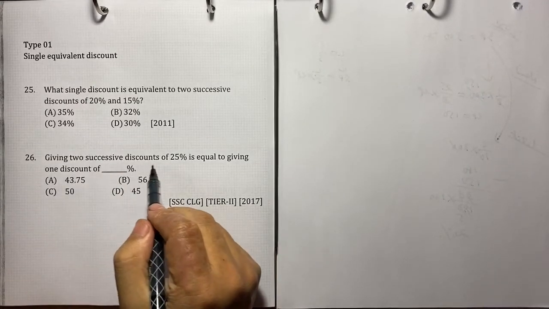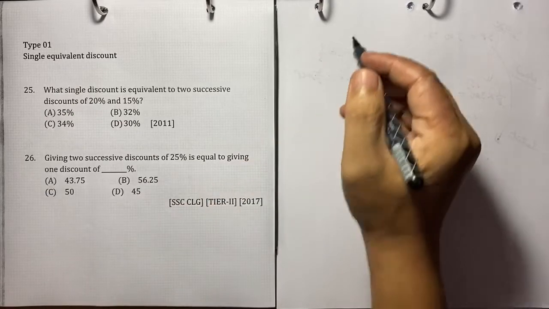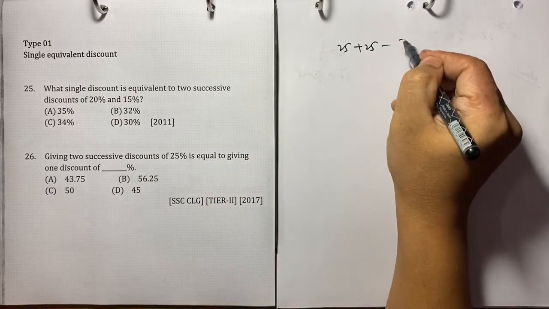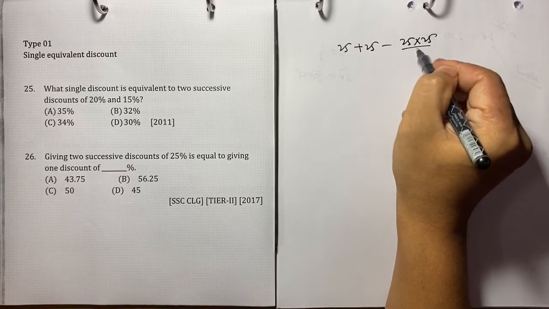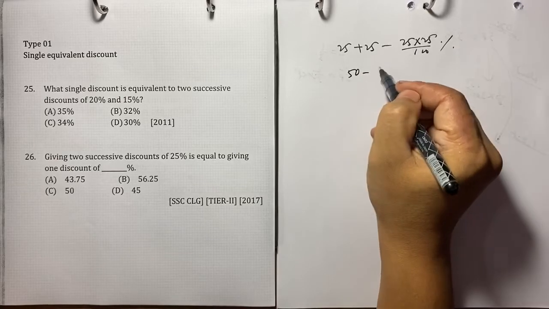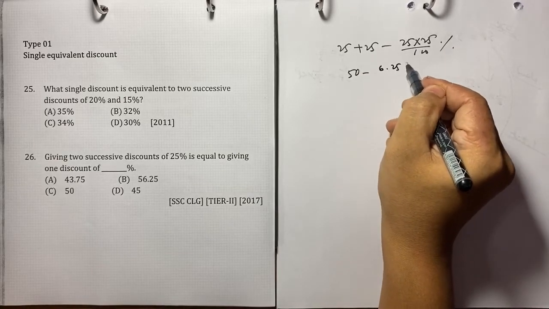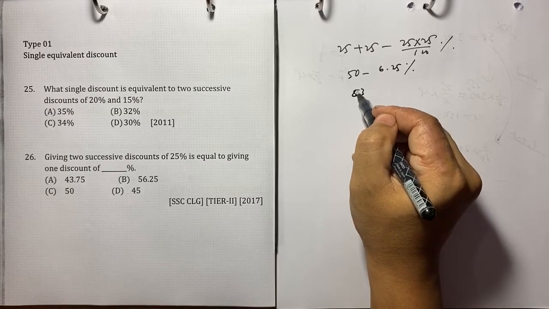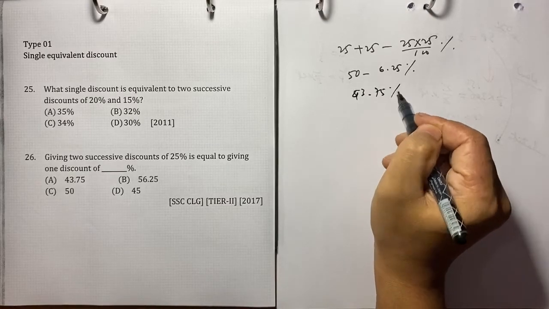Giving two successive discounts of 25% is equal to: 25 plus 25 minus 25 into 25 divided by 100%. So 50 minus 6.25%. So this will be 43.75%.